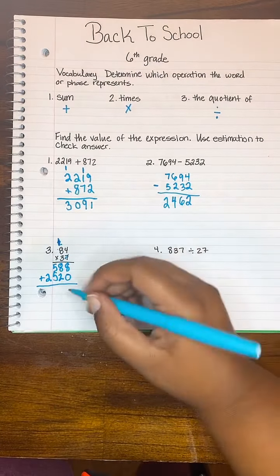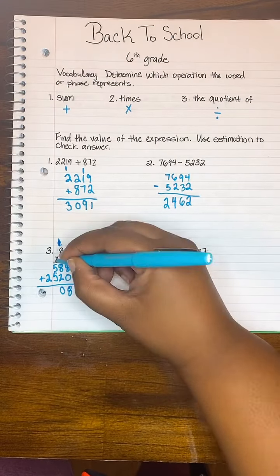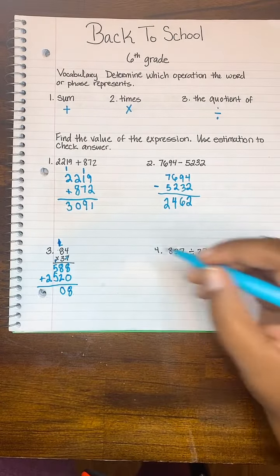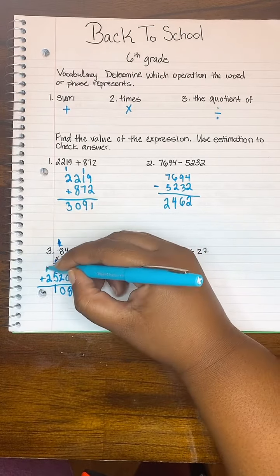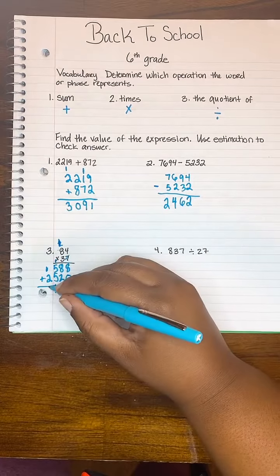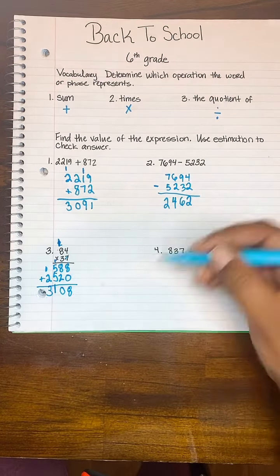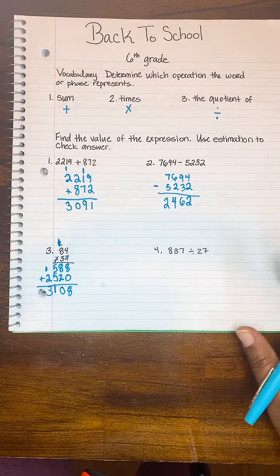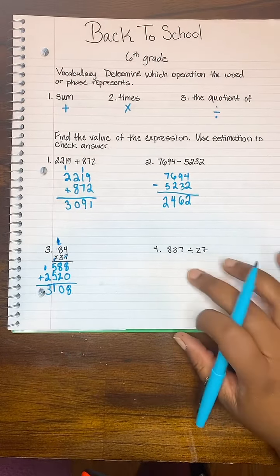So 8 plus 0 is 8. 8 plus 2 is 10, carry the 1. 5 plus 5 is 10, plus 1 is 11, carry the 1. And then 2 plus 1 is 3. So this is 3,108.